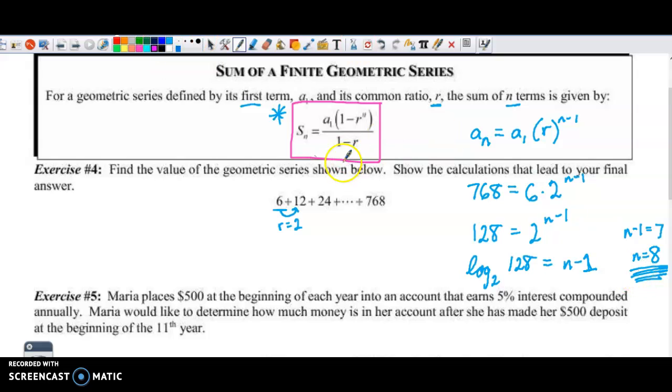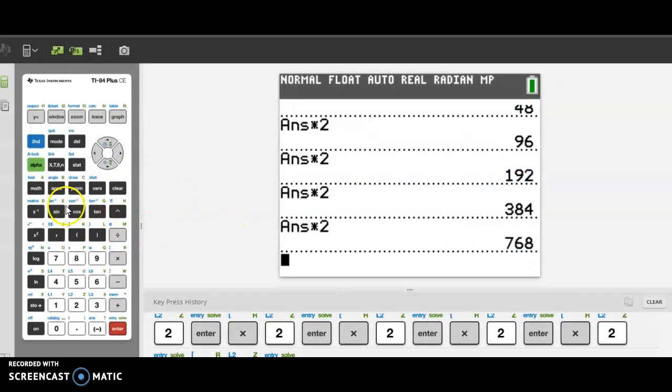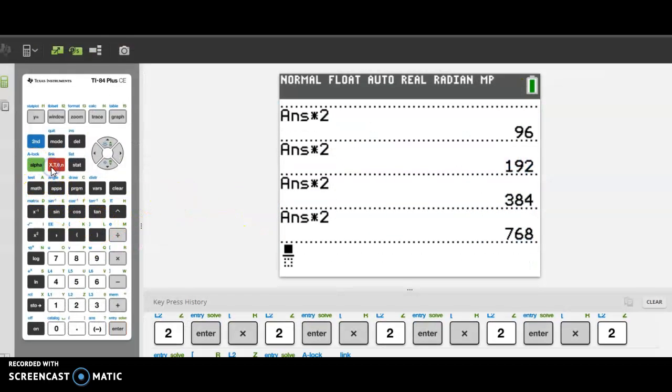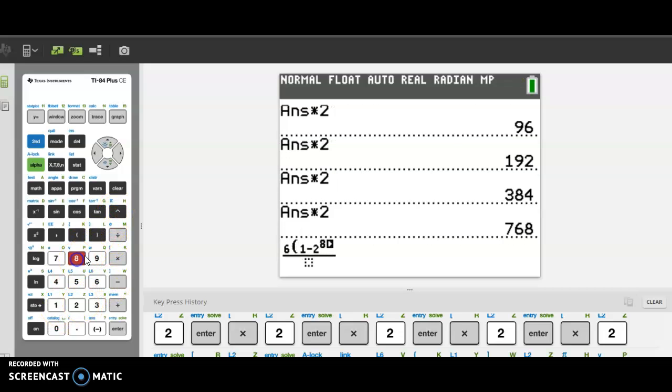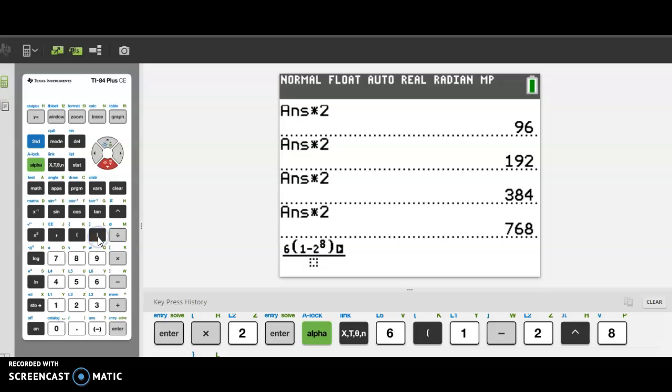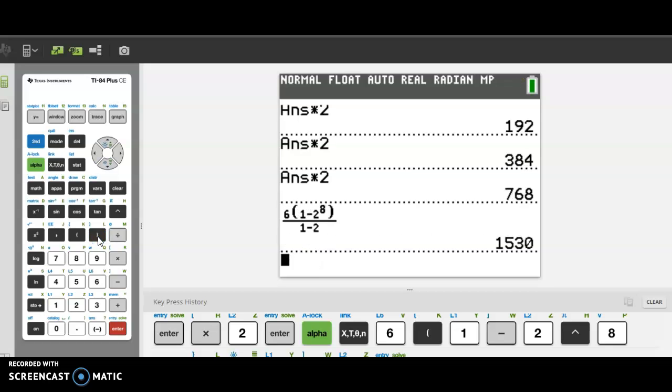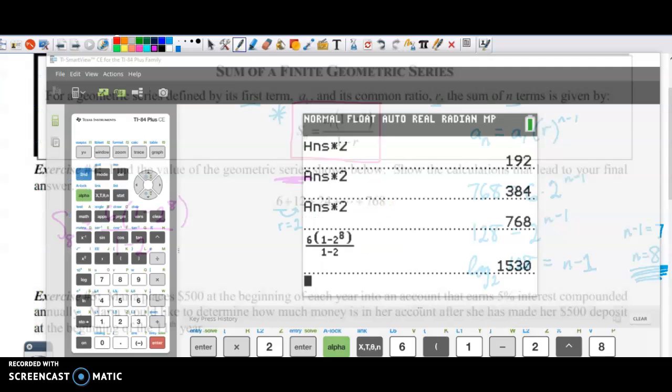Okay. So as I'm doing, let's see, we're finding the series. So that's the sum. So the sum of these first 8 terms is equal to the first term, 1 minus the ratio to the 8th power, all over 1 minus your ratio. And again, just type it in the way it looks and you'll be fine. 6, 1 minus 2 to the 8th over 1 minus 2. And the sum is 1530.